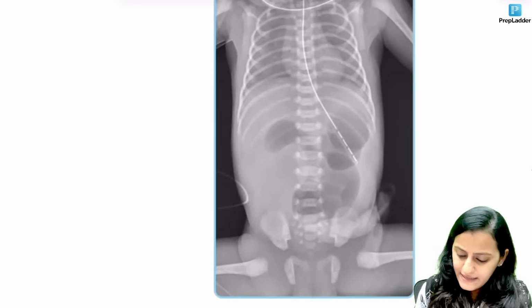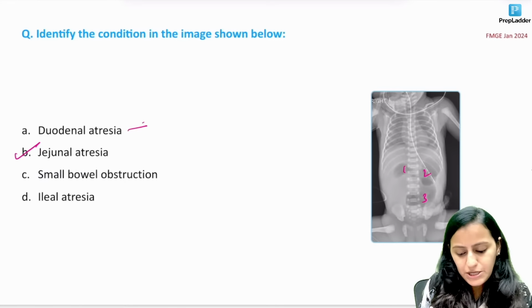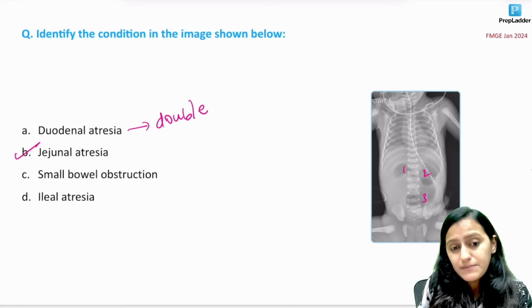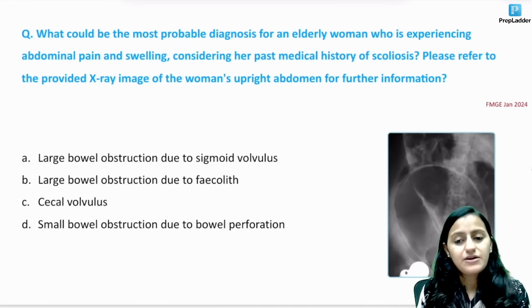Right. Look at the image here. You are seeing 3 bubbles, right? 1, 2, and 3 bubbles. It is triple bubble sign, jejunal. Duodenal atresia has double bubble. Jejunal will have triple bubble. So it is jejunal atresia.